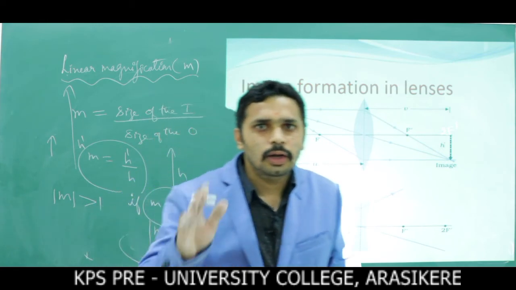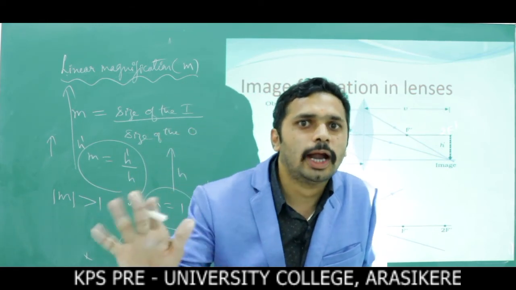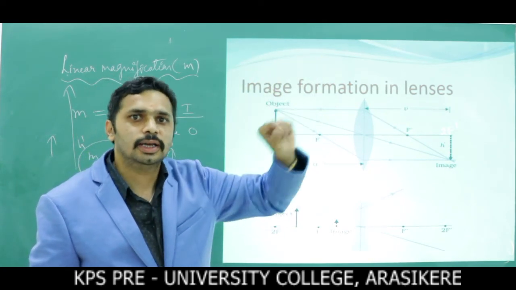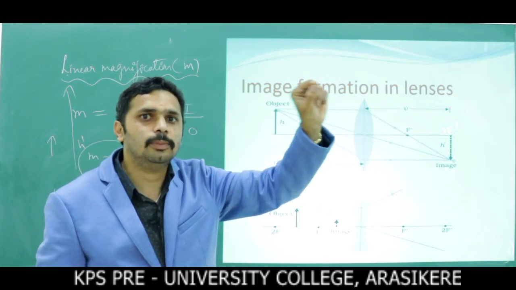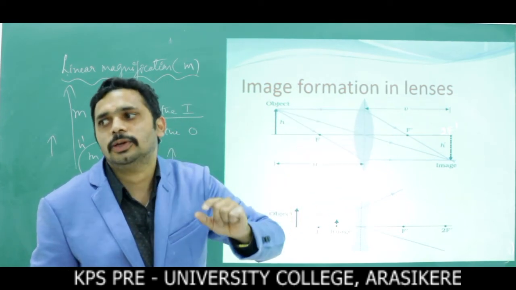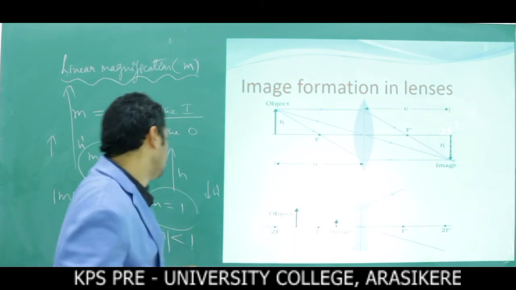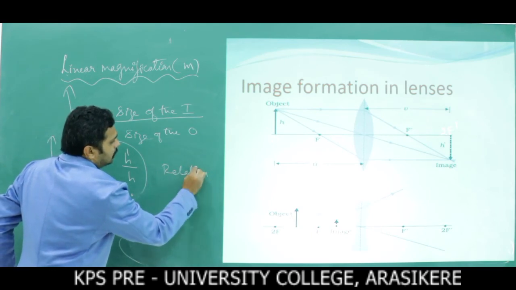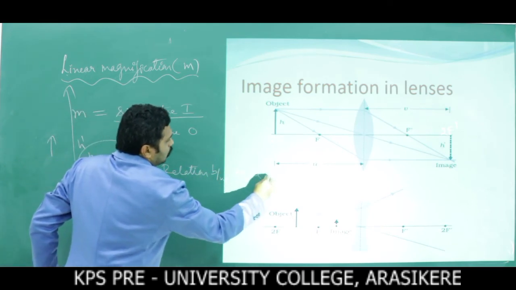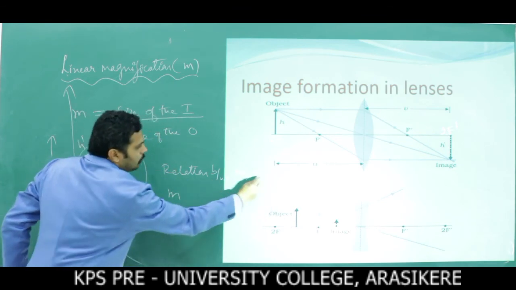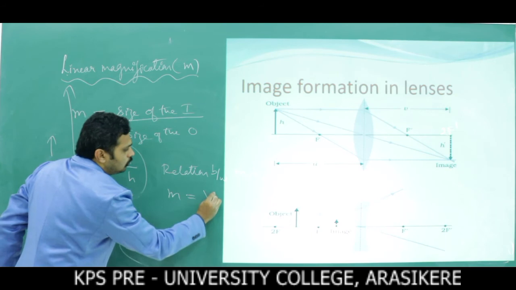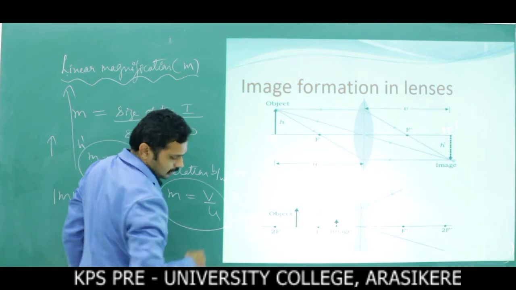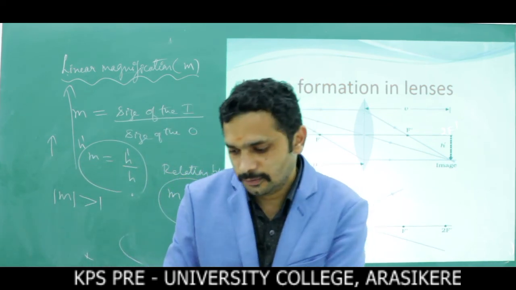Now what is the relation between m, u and v? We use the same thing for mirrors. What is the relation for m, u and v for a mirror? m is equal to minus v by u, but for a lens m is equal to plus v by u. So, very important, the relation between m, u and v for a lens is m is equal to v by u. What is v? Image distance. What is u? Object distance. It is a very important formula for numericals.